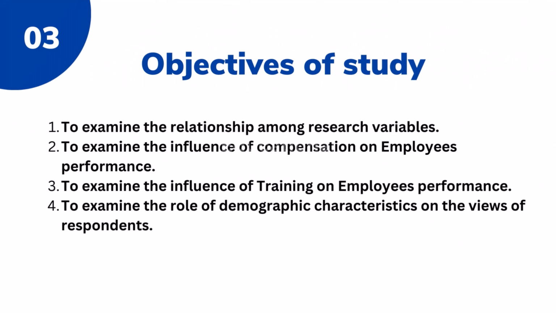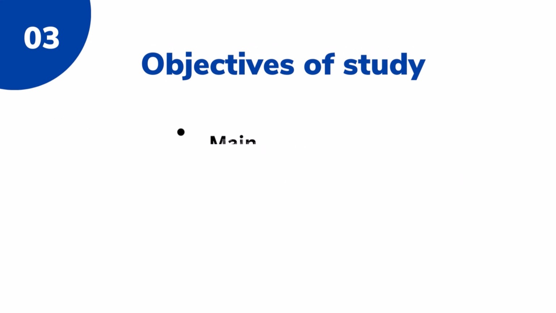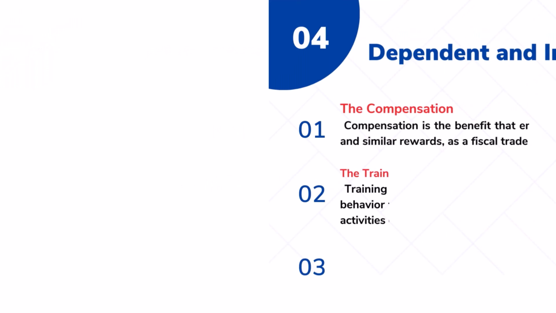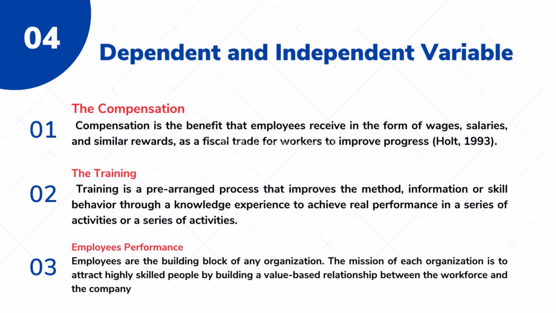So, once done with the problem statement, the next slide is about objective of the study, and objectives are classified into the two major types, that is the main objectives and the specific objectives. After the objectives of the study, you need to define and explain your dependent and independent variables. For example, my dependent variable is compensation and training while independent variable is employees' performance.